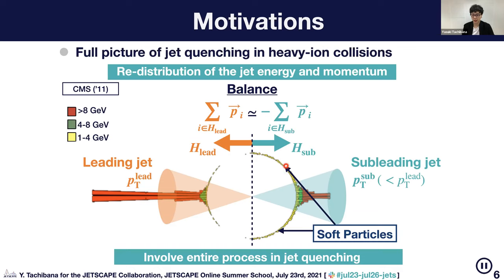This is because of the compensation from soft particles emitted at very large angles from the subleading jet. We can consider that they originate from energy and momentum transfer from the jet to the medium, because the subleading jet is supposed to have larger energy loss, so it deposits more energy and momentum into the medium than the leading jet. That lost energy propagates in the medium, and then forms at the large angle region. If we really want to describe these soft particles, we need the medium response effect.